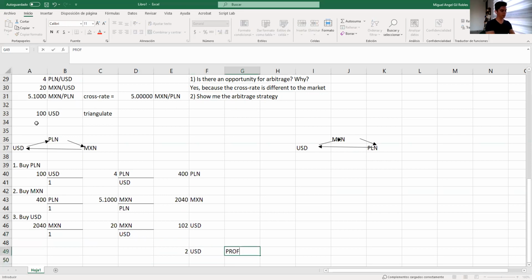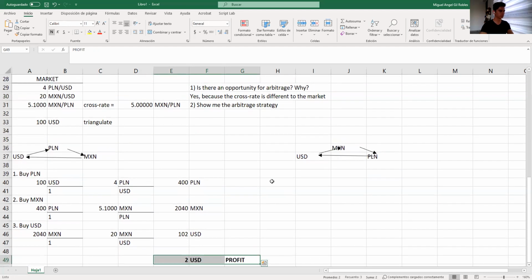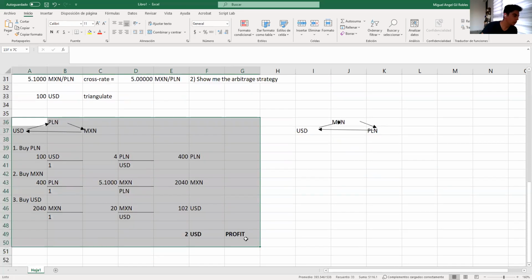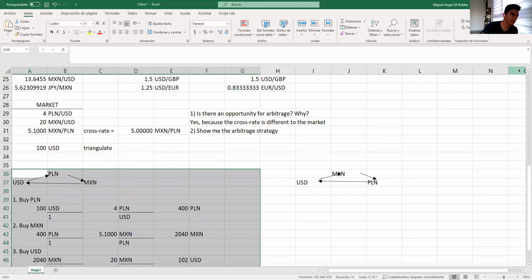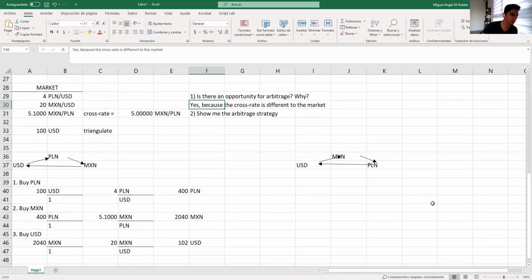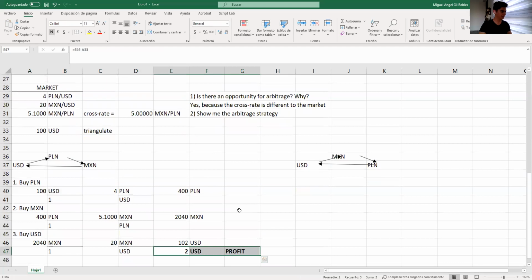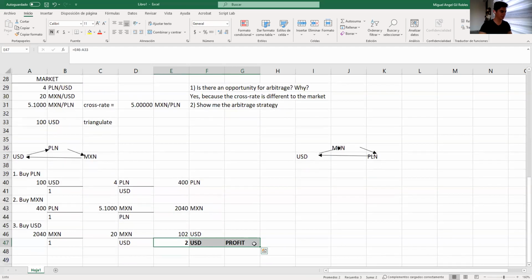$2 profit, okay? $2 profit. So with this, you finish the second question. Show me the arbitrage strategy. So two final things that I need to tell you before we are completely done with the exercise. $2. I hope you understand this.